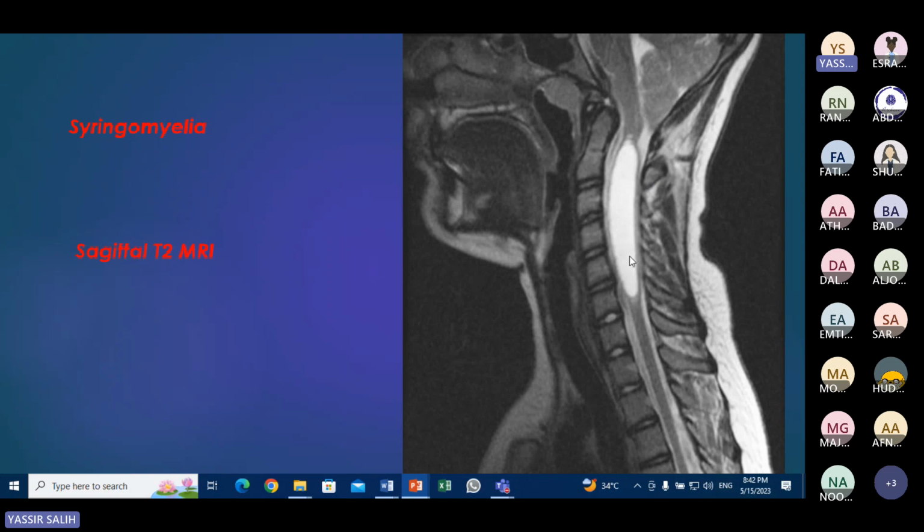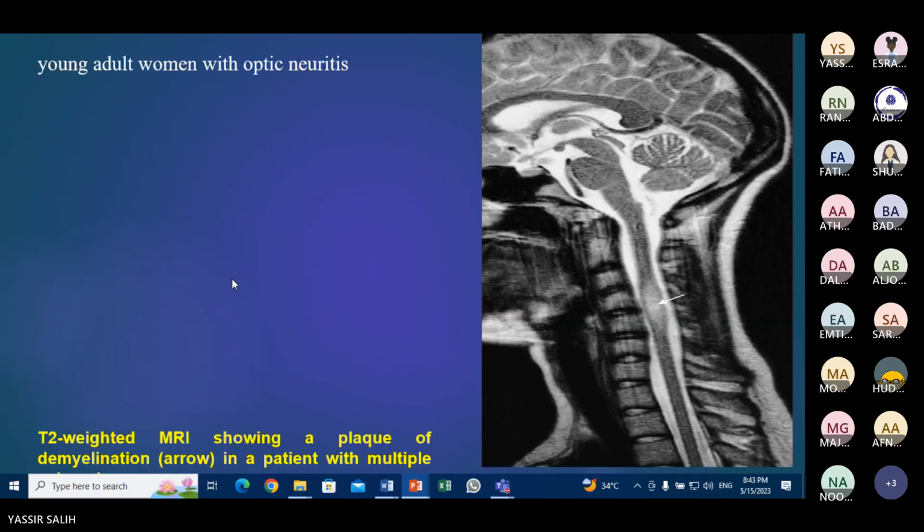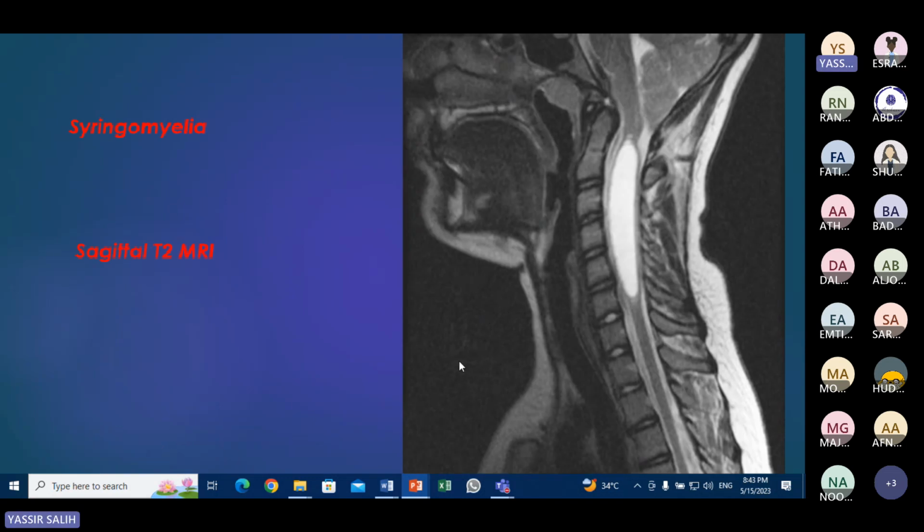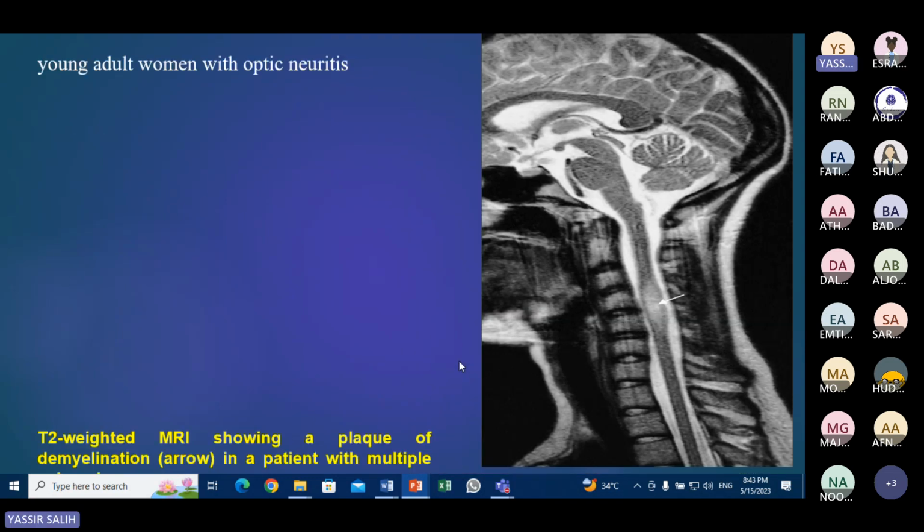Also this is MRI T2 that demonstrates this lesion. What is this abnormality? Syringomyelia, which is a circular collection of CSF within the spinal cord. Collection of the CSF within the spinal cord: syringomyelia. In this case, this is a young woman. Ignore this one. A young adult woman with optic neuritis. What abnormality do you see?